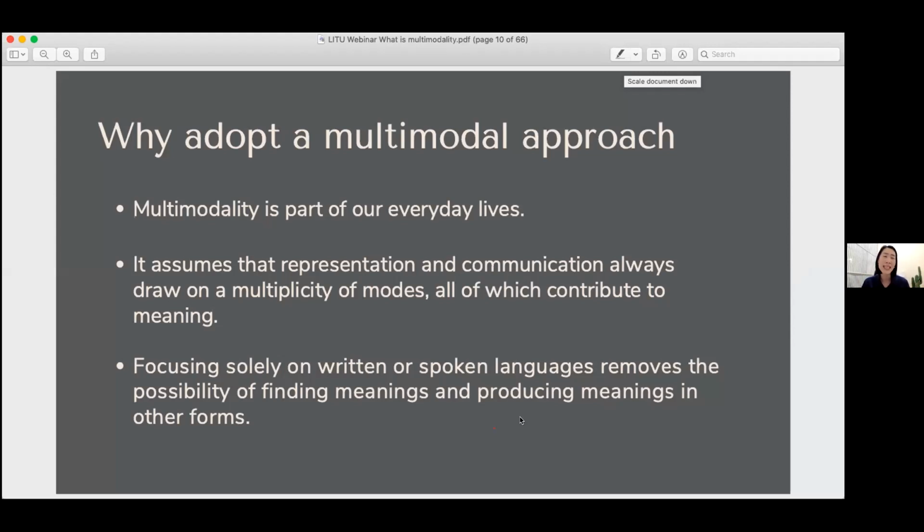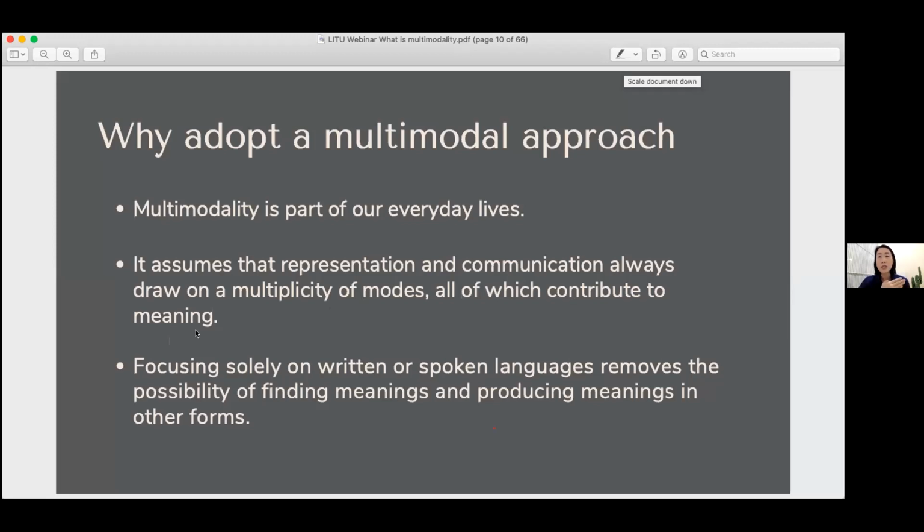So multimodality is actually a part of our everyday lives. And it is more important today when we talk about the internet and technology and the way that young people communicate or use language online. So it assumes that representation and communication always draw on a multiplicity of modes, right? And I think what's important is that all of them contribute to meaning, right?